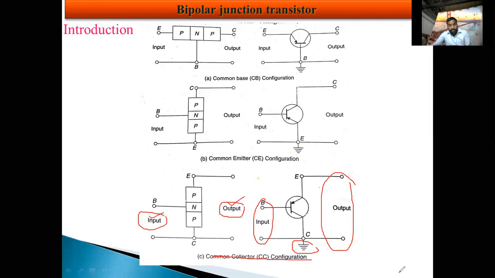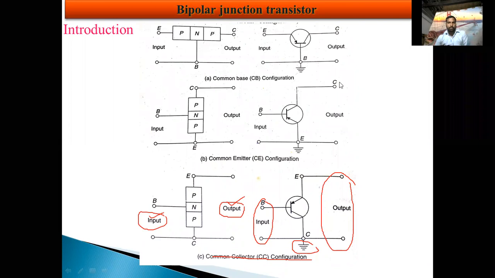Now, when we make the connections for these configurations, the input is taken in forward bias, and the output is always taken in reverse bias. We have to take this and study the characteristics of transistors. See the next slide. We are going to discuss in detail the three configurations.